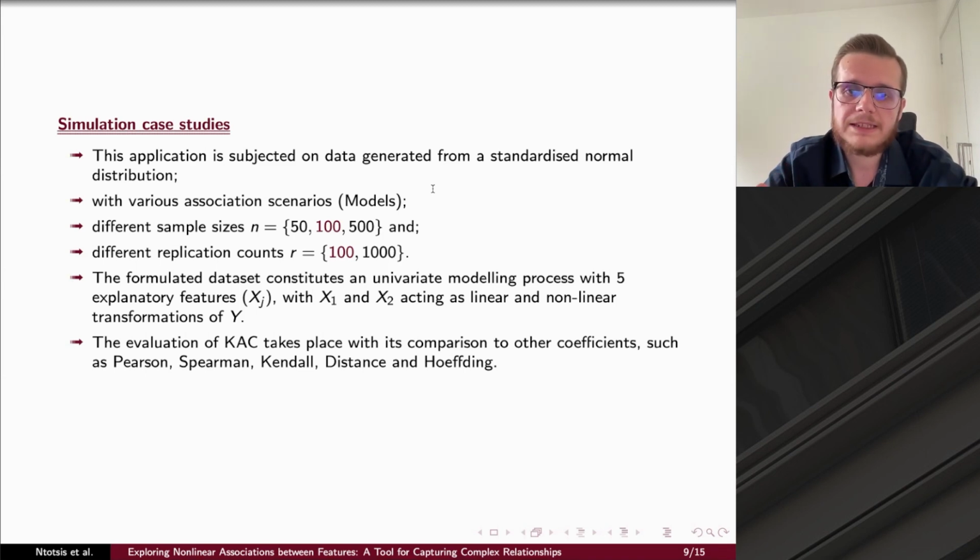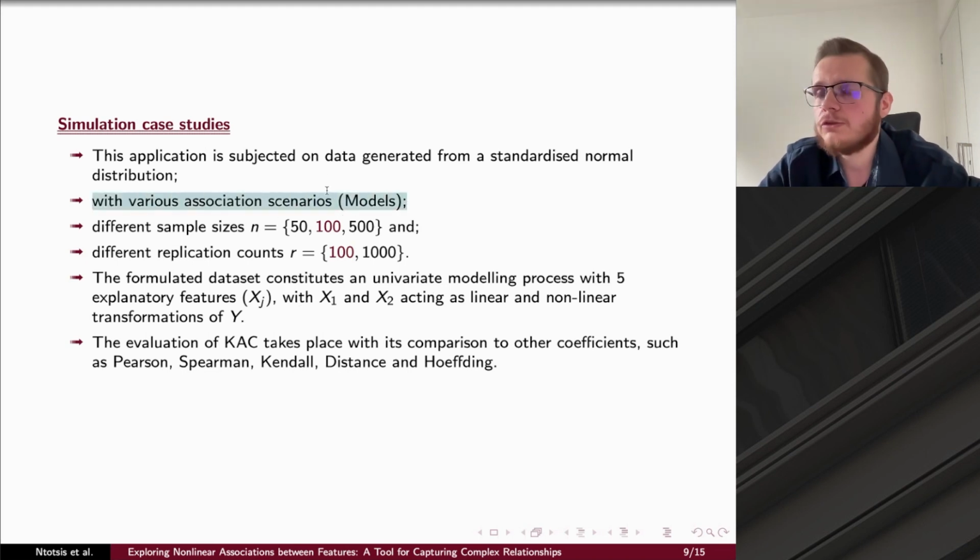Basically, we perform some linear transformations in some variables based on the target variable. We also have different sample sizes in the simulations with different replication counts, basically in order to get more robust results. So the formulated dataset that we will see today is a univariate model process with 5 explanatory features, with X1 and X2 acting as the linear and nonlinear transformations of Y and the association scenarios that I mentioned here. Now, in order to evaluate KAC, we compare it with other coefficients such as Pearson, Spearman, Kendall, distance, and Hoeffding's coefficients.